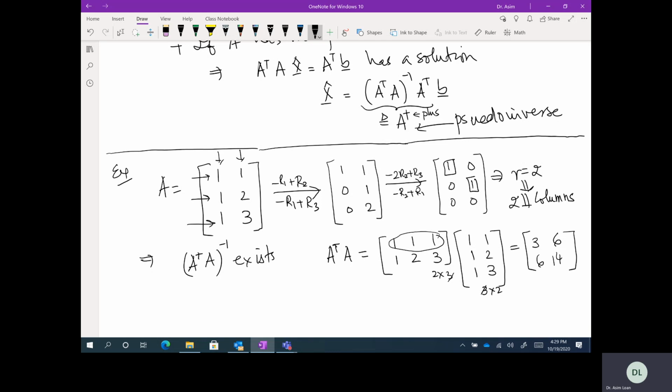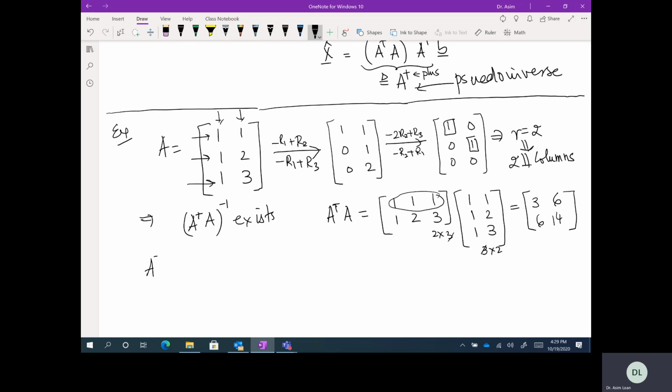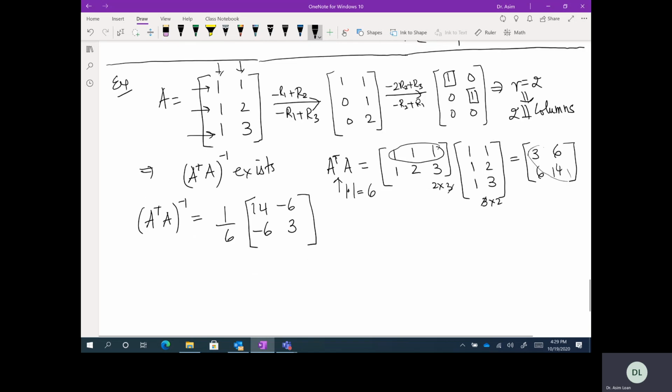Okay. Is it right? Okay. And A inverse equals, so what is the determinant here? The determinant is 14 times 3 is 42, 42 minus 36 is 6. So this is 1 over 6. And for a 2 by 2 case, I swap these two. So this is 14, this is 3, and put a minus sign on the off-diagonal elements. So it's minus 6 and minus 6.